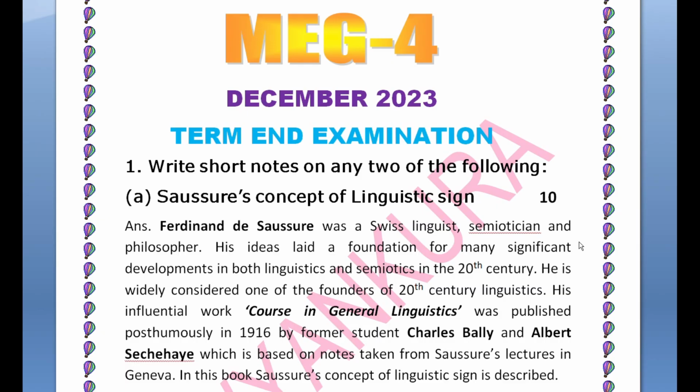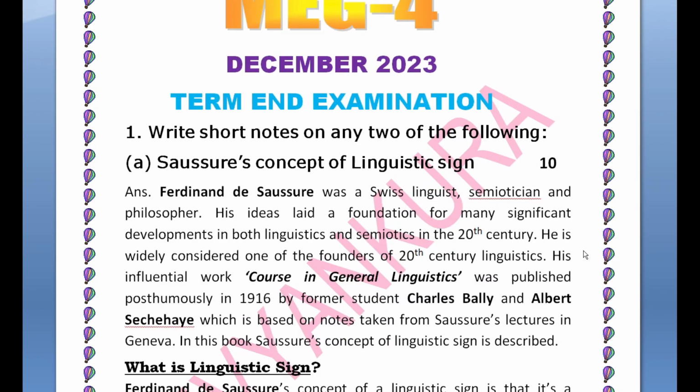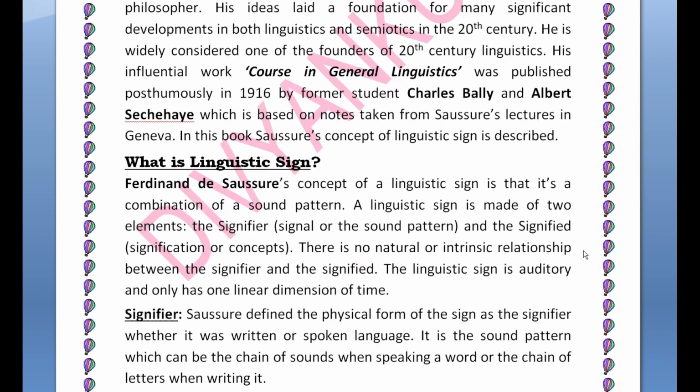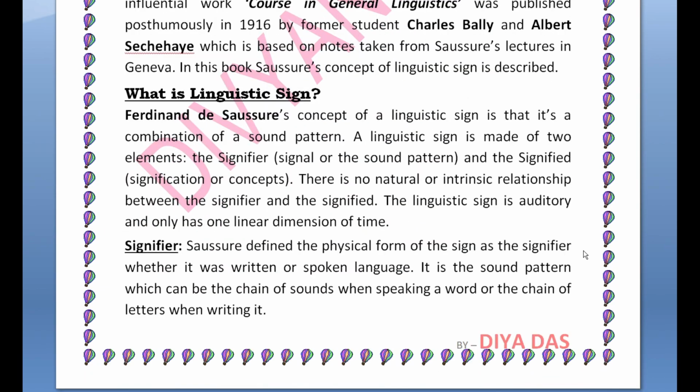His influential work, Course in General Linguistics, was published posthumously in 1916 by former students Charles Bally and Albert Sechehaye, which is based on notes taken from Saussure's lectures in Geneva. In this book, Saussure's concept of linguistic sign is described. Next point, what is linguistic sign?